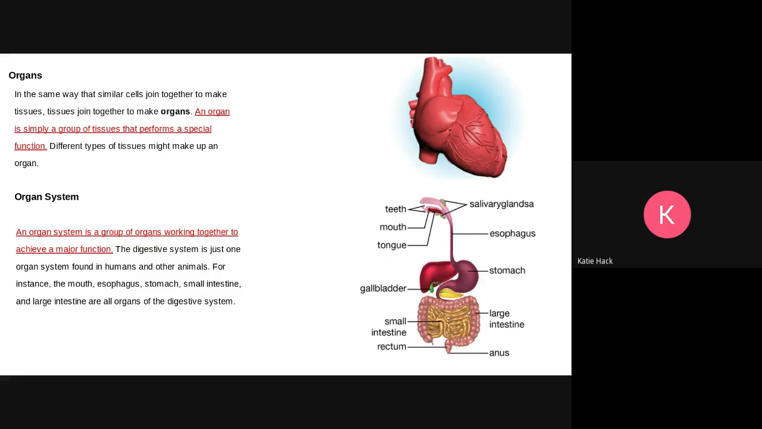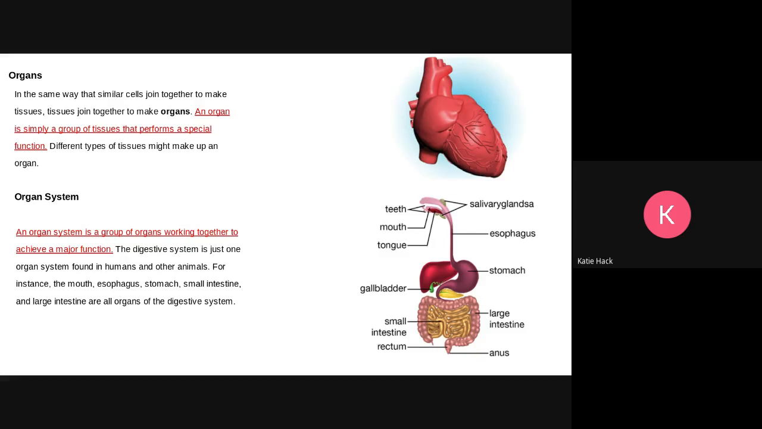A system is a group of organs. Now, your organ system is a group of organs that are going to work together to achieve a major function. So your heart is an organ that is part of the vascular organ system, and it's responsible for providing blood to the entire body.